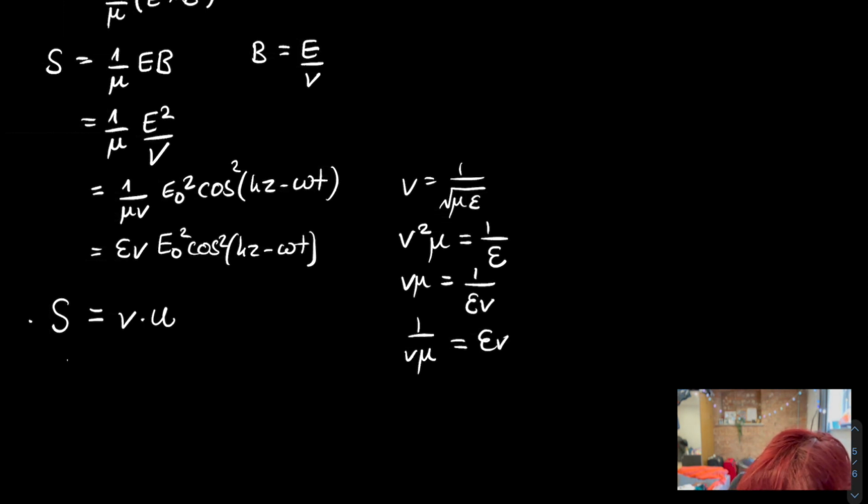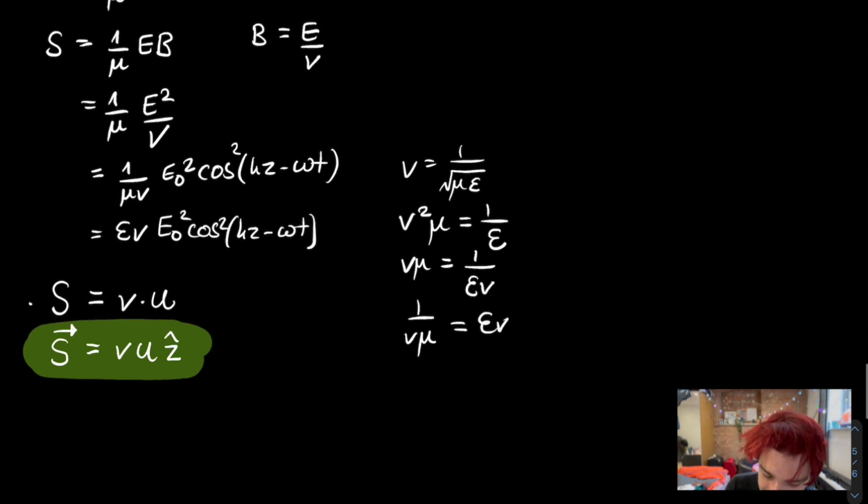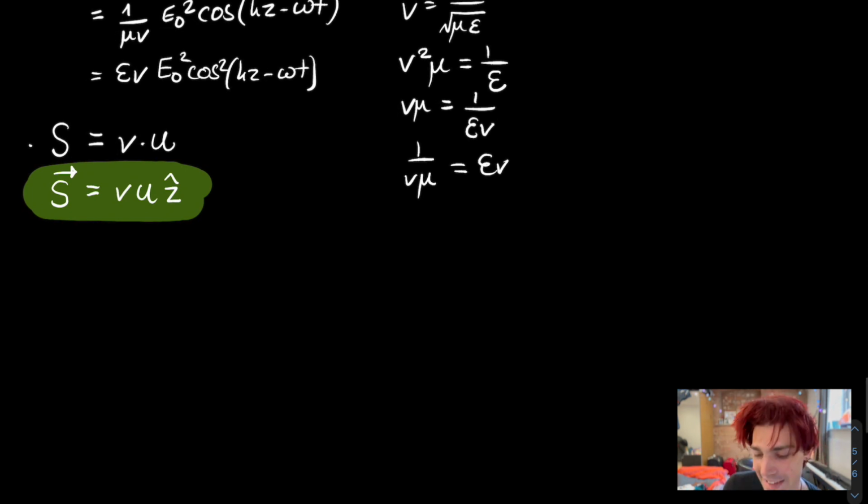And just to write this in vector form, we said it's traveling in the Z direction, so we can put a Z hat on that. So that tells us a little bit more explicitly what the Poynting vector actually is. It's just the product of the velocity with the energy density. Now, of course, we're dealing with waves, and obviously waves oscillate in time, which makes it a little bit more difficult for us to strictly calculate certain macroscopic properties.